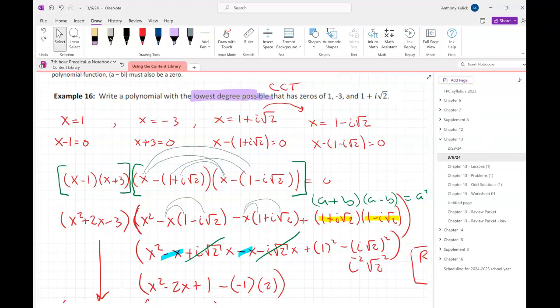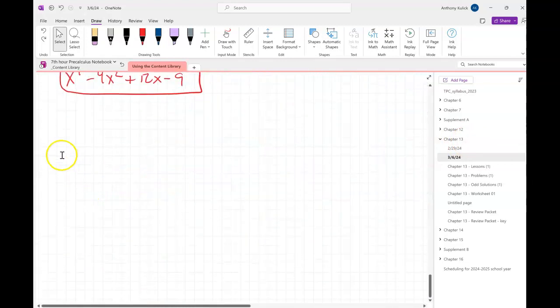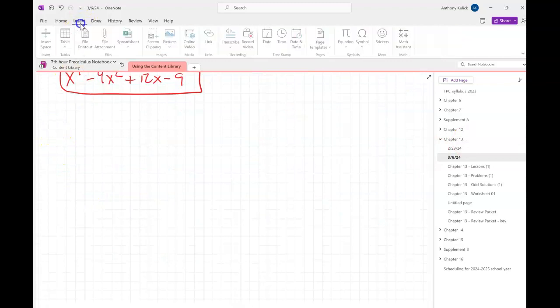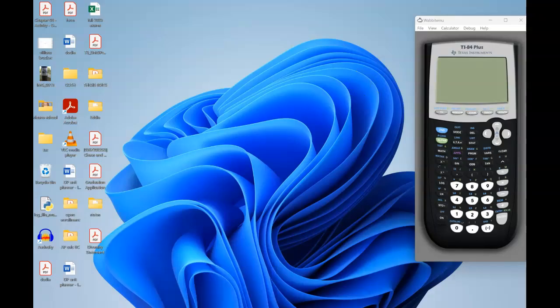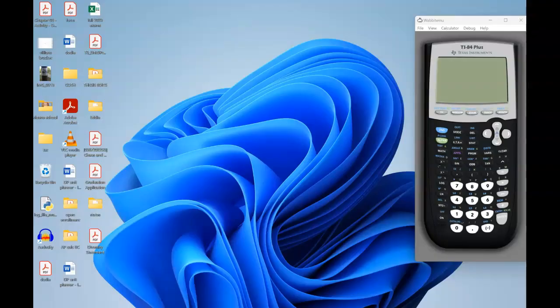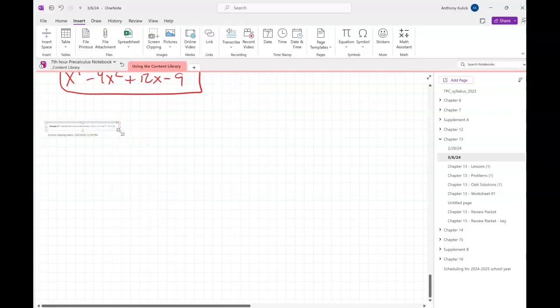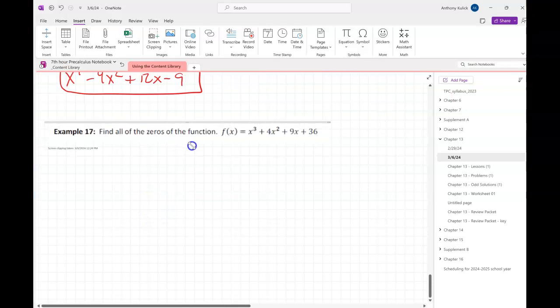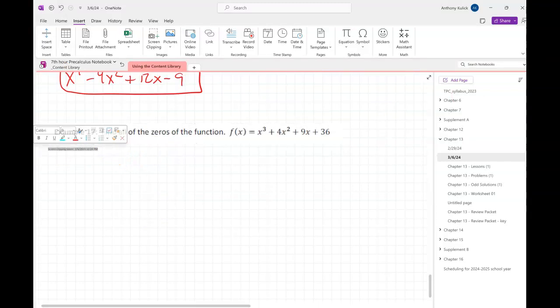All right. Let's go on and now look at a finding the zeros problem that involves possibly imaginary or complex solutions.